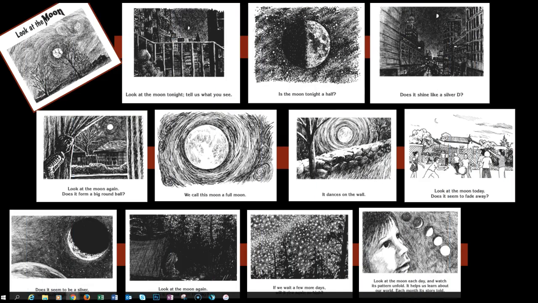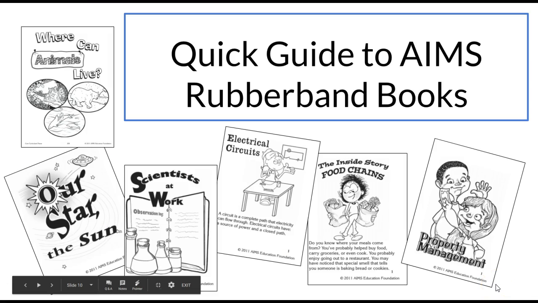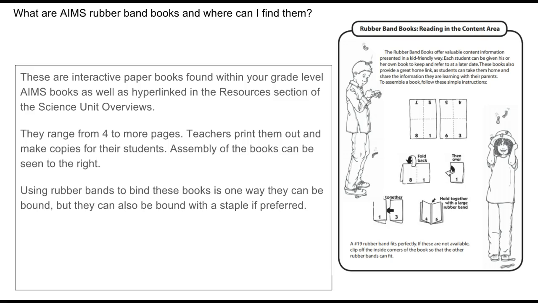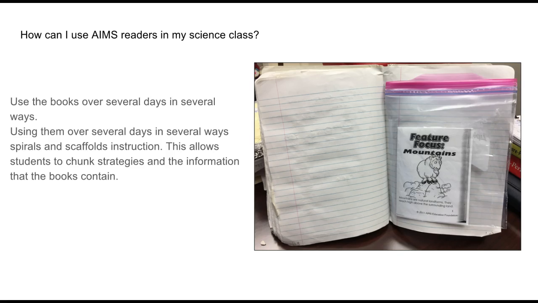So you've got this informational text piece here. Let's take a look and see how you might use it. So this is the quick guide to using these rubber band books, and there's lots of them in all of the grade levels, so you'll see some from different grade levels on here. This is just a little piece about how to assemble them. The one that I just showed you about the moon is actually a full page, so you don't have to fold it or anything. You just print them out and put them together. But I have some ideas here on how to use them in the class.